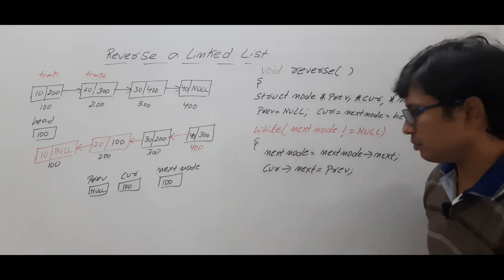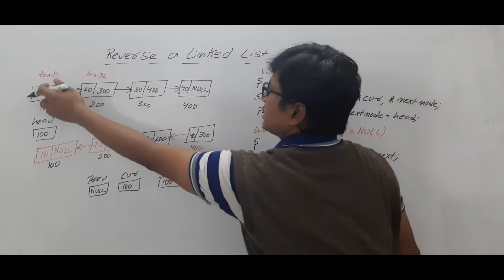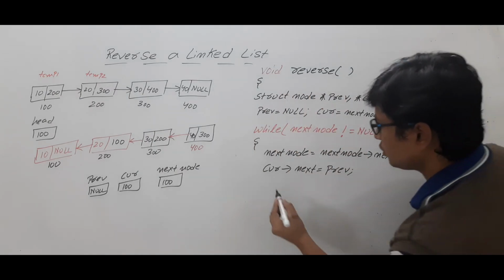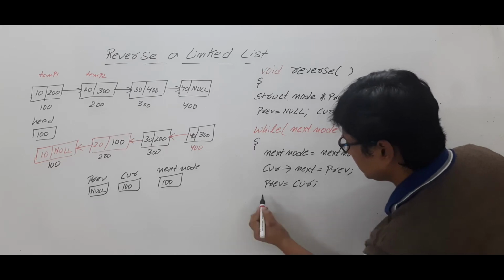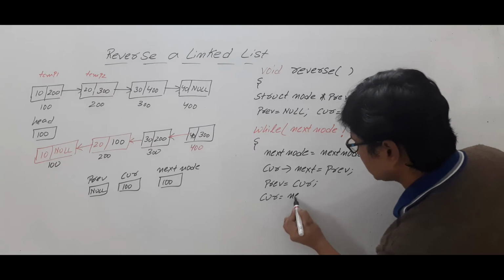First, let me complete the program for you. Once current of next is equal to this one, then I have to shift the current and the previous. So how will I shift? I will write previous is equal to current, and then current is equal to next node.